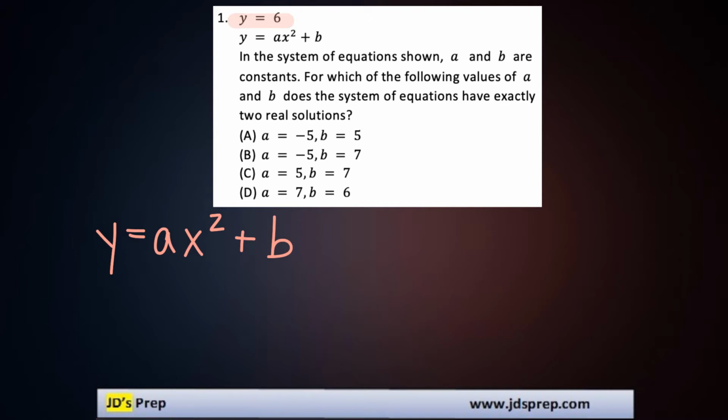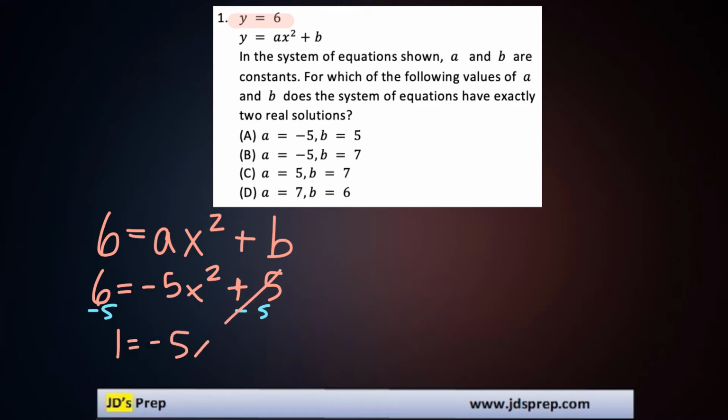just write 6. And so now we're essentially going to have to guess and check each of the four potential solutions, starting with A. And that states that we have an A value of -5 and a B value of +5. So just go on ahead and replace A and B with those values. From here, if we solve for x, well, we would start by subtracting 5 from both sides, which means we'd have 1 equals -5x squared.